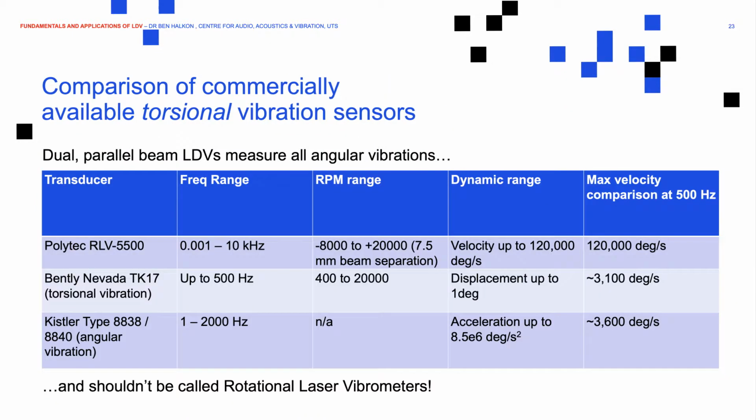And then I go on to compare torsional vibrometers, dual beam vibrometers, with other types of systems that are used for making measurements of angular vibration, i.e. eddy current probes and other such devices.